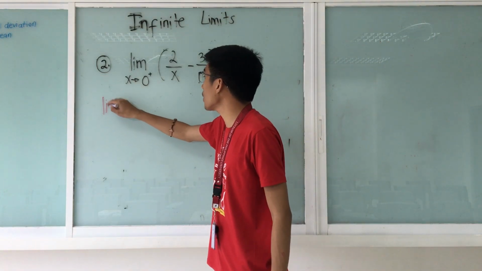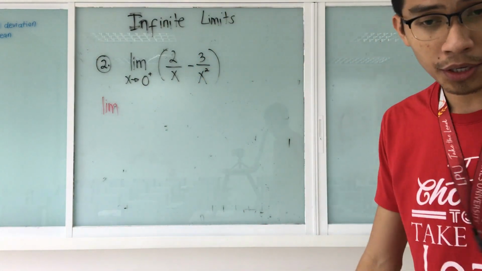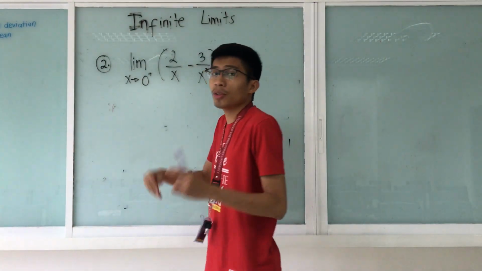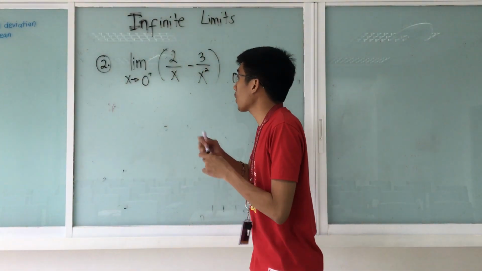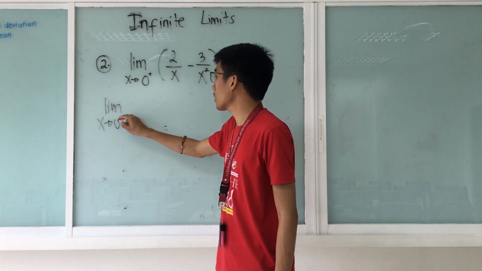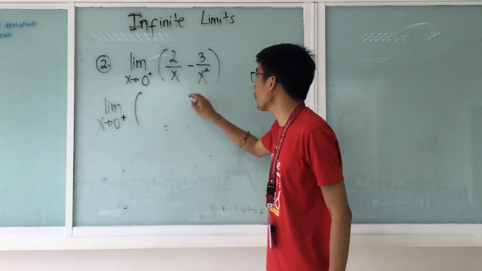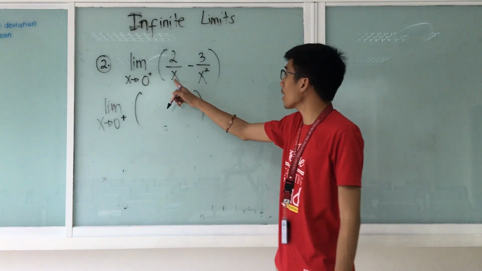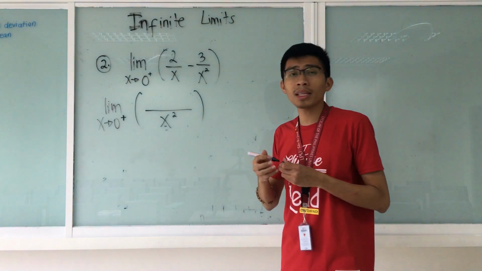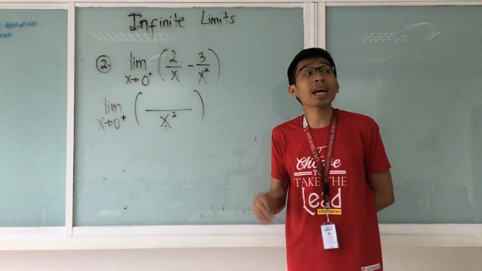So it will become the limit, now I'm going to change my marker. Okay, so what we're going to do is combine these fractions. It will become the limit as x approaches 0 from the right. You have to find the LCD. What is the LCD now? The LCD here is x squared. Why did I say x squared? Because x squared is divisible by x and x squared.